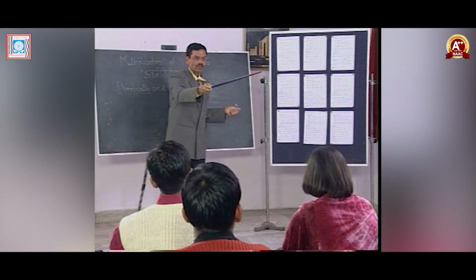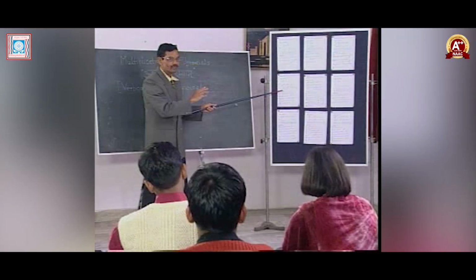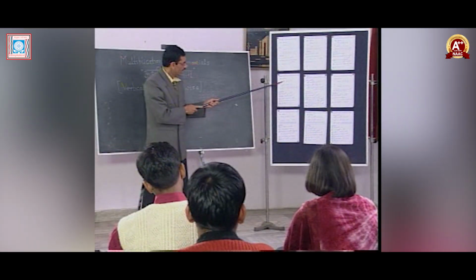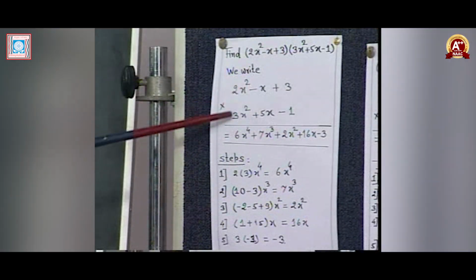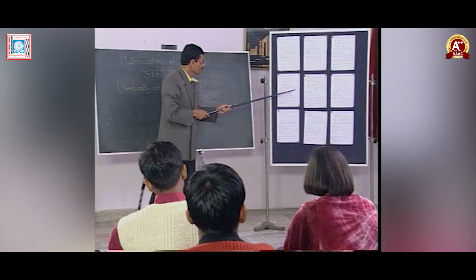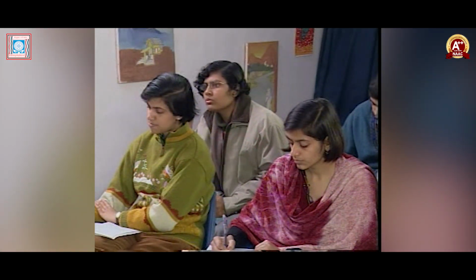Next one, 2x square into 5x, minus 3 into 1. Minus 1 into 3 it should be actually, because here it is minus 1 and it is 3. So 10 minus 3, 7x cube.